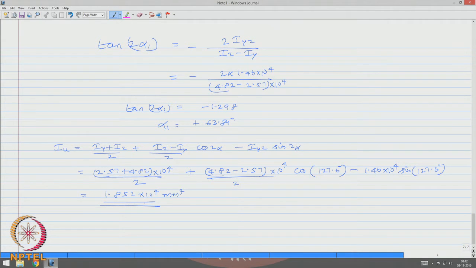I can find I v as I y plus I z minus I u, which will be 4.82 plus 2.57 minus 1.852 of 10 power 4, which tells me is 5.538 10 power 4 mm to the power 4. So, I have I u and I v. Obviously, u and v being principal axes of inertia, I u v will be 0.